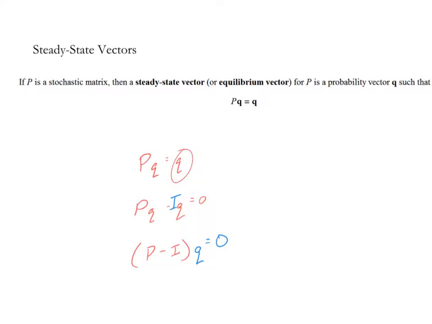And that's how we're going to solve and find this equilibrium vector without having to go times P times P times P and produce the whole Markov chain. I can get the steady state vector right off the bat.